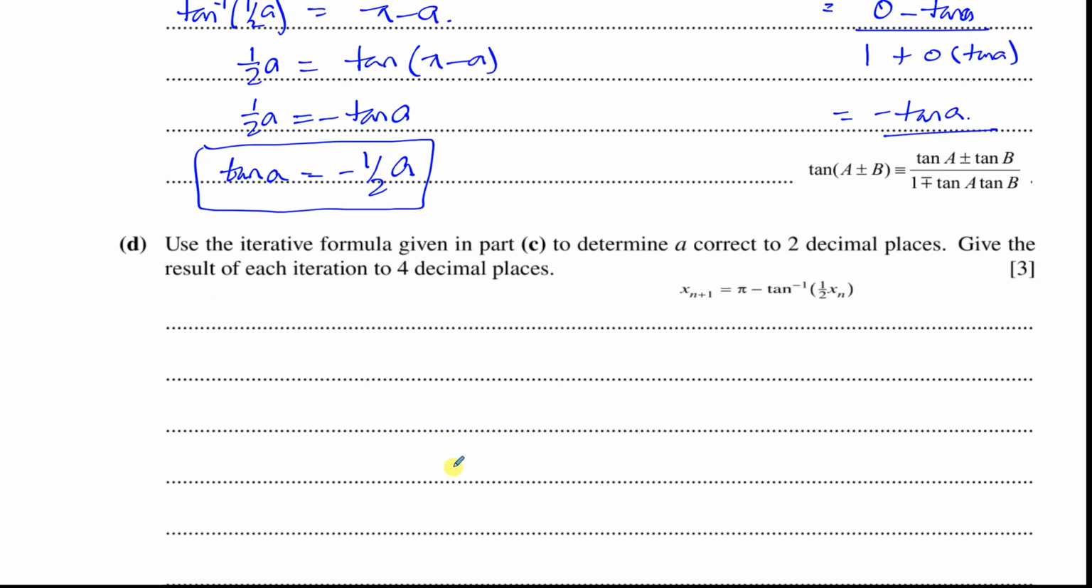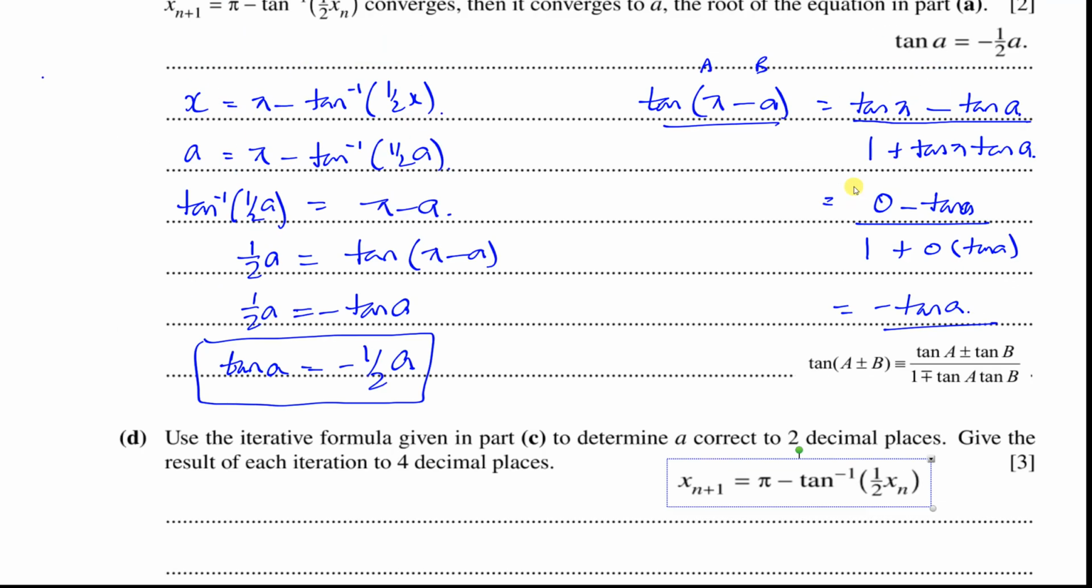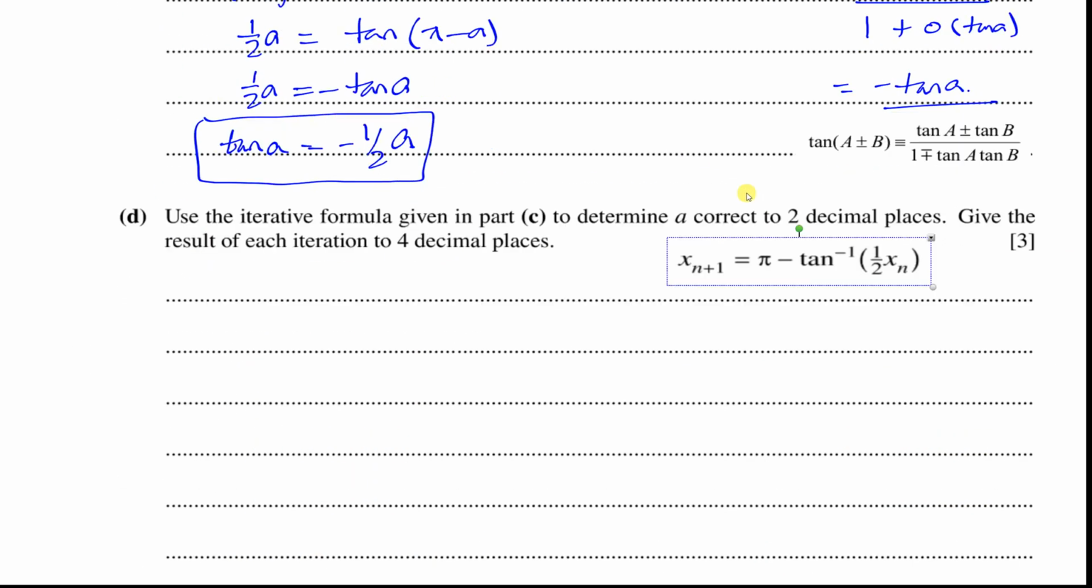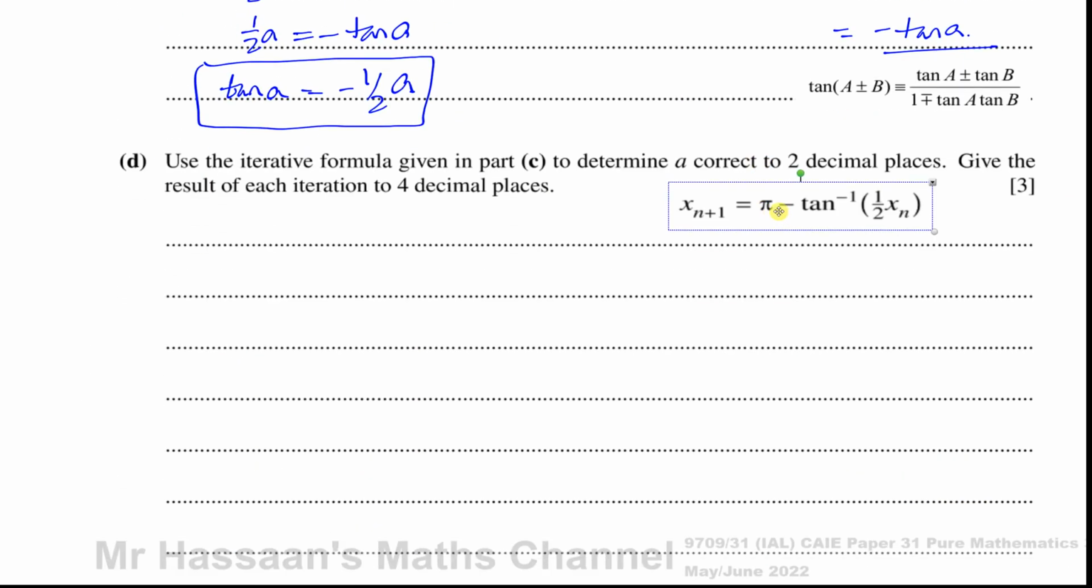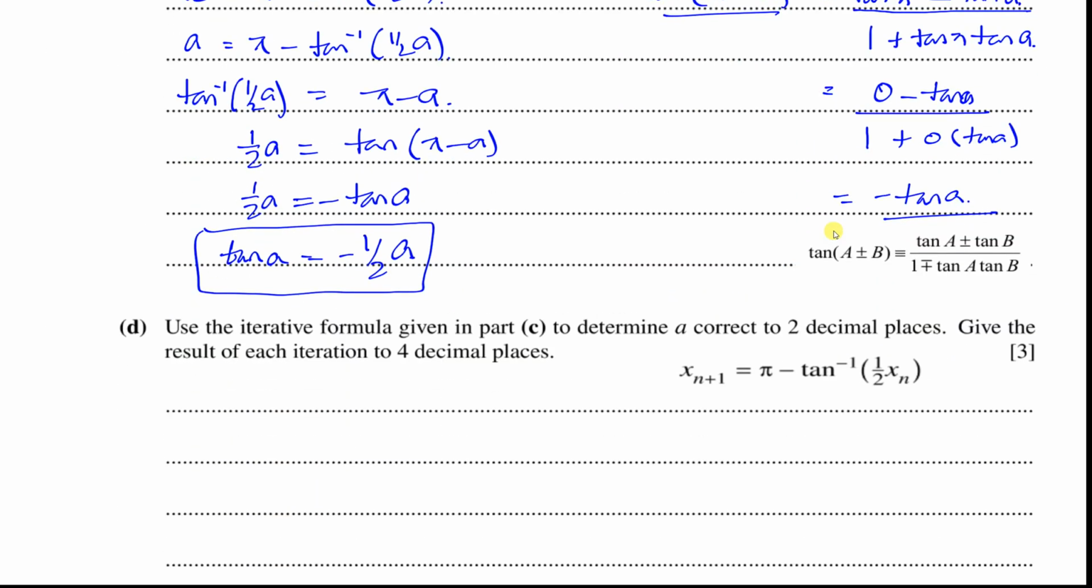Then it says part D, use the iterative formula given in part C to determine A correct to 2 decimal places. Give the result of each iteration to 4 decimal places. So we want to use this iterative formula to find the root of A correct to 2 decimal places. So we know that A is somewhere between 2 and 2.5.